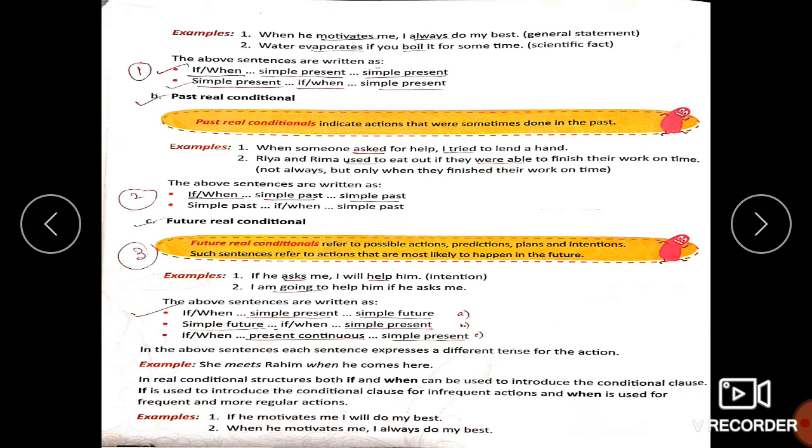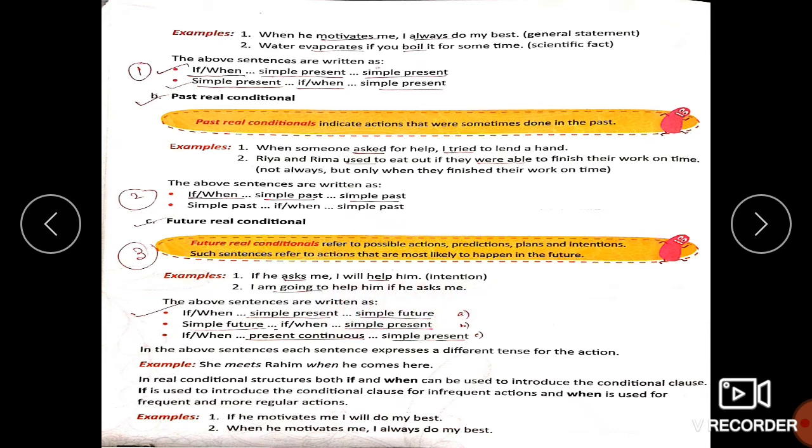Such sentences refer to actions that are most likely to happen in the future. Hence, as you can understand, possible action means it has not yet happened, it might happen in the future. Prediction is obviously something that implies future. Some plan about the future, some intention about the future again. So these all come under future real conditionals. Examples: if he asks me, I will help him. This implies intention. If he asks me, I will help him. I am going to help him if he asks me.